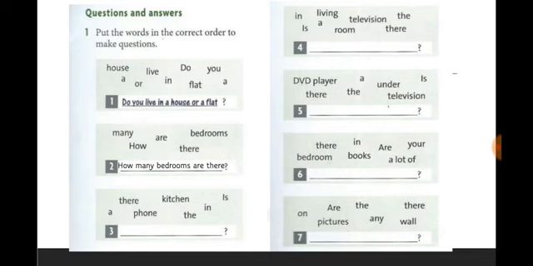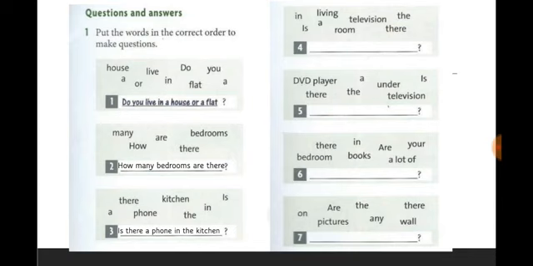Is there, meaning "does there exist?" Okay. Is there a phone in the kitchen? Is there a phone in the kitchen? Is there a phone in the kitchen?